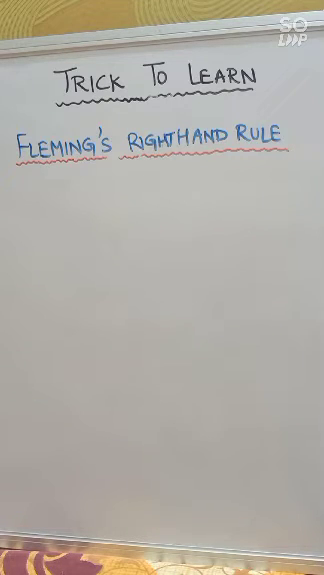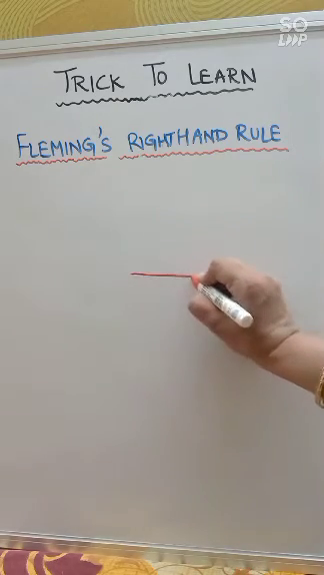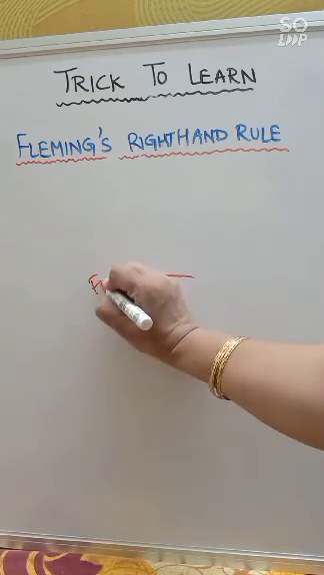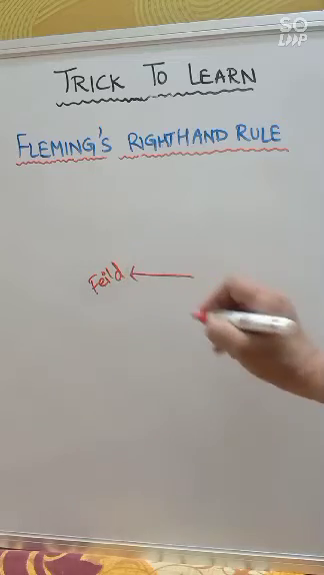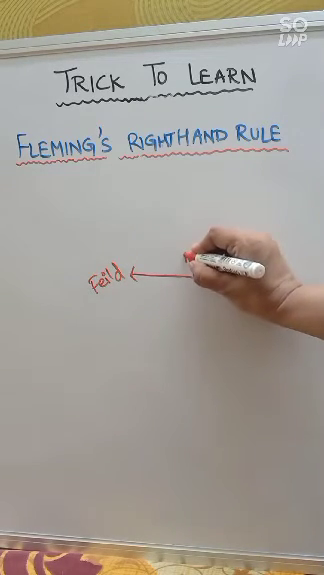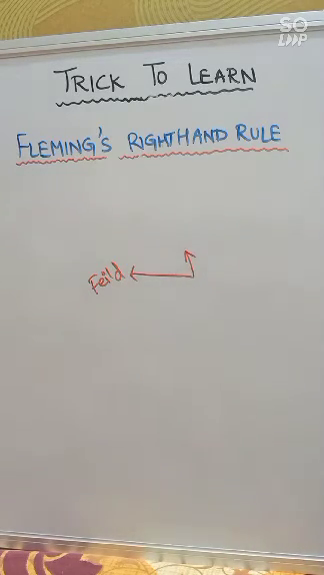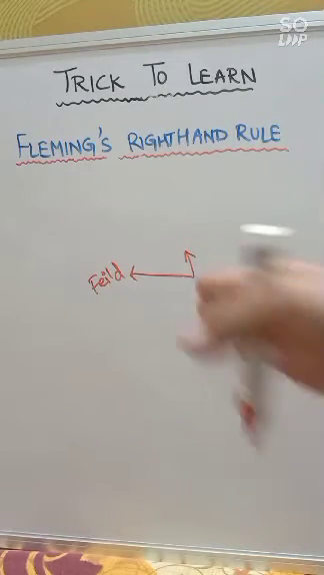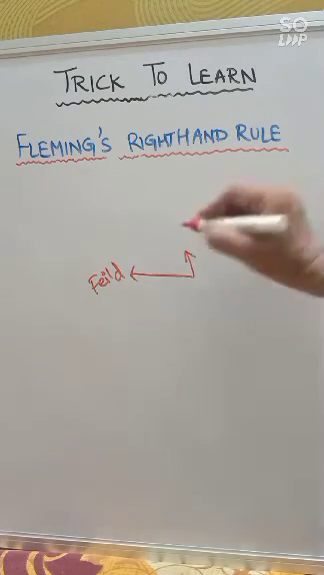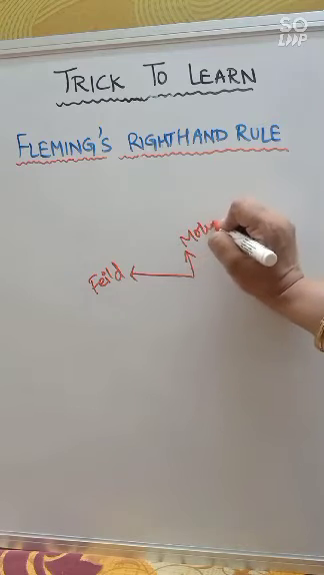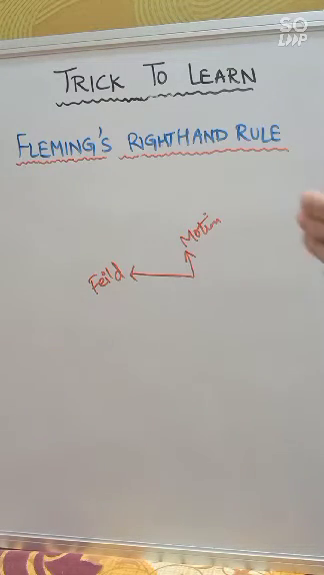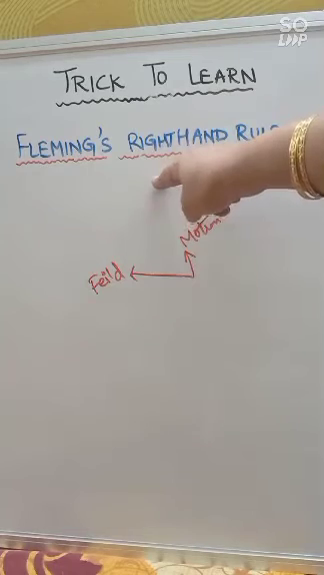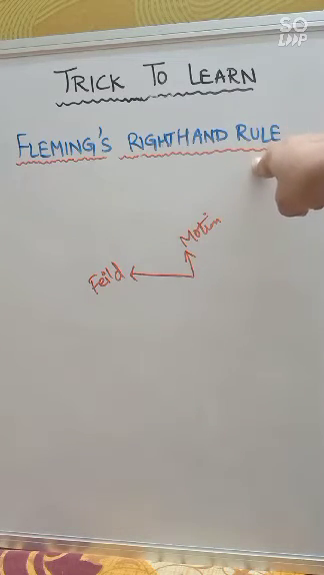Now the same trick can be applied for Fleming's right hand rule as well. Okay, so let us assume that the field is acting in this direction, right? Field in this direction, and motion of the conductor is in this direction, or I can say from the screen towards the board, right? So this is your motion of the conductor. Now what we are able to find from Fleming's right hand rule is the direction of induced current. So let us see how it's going to work.